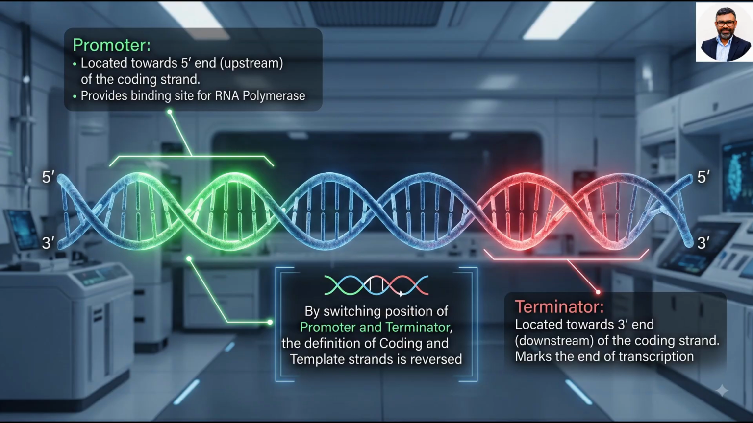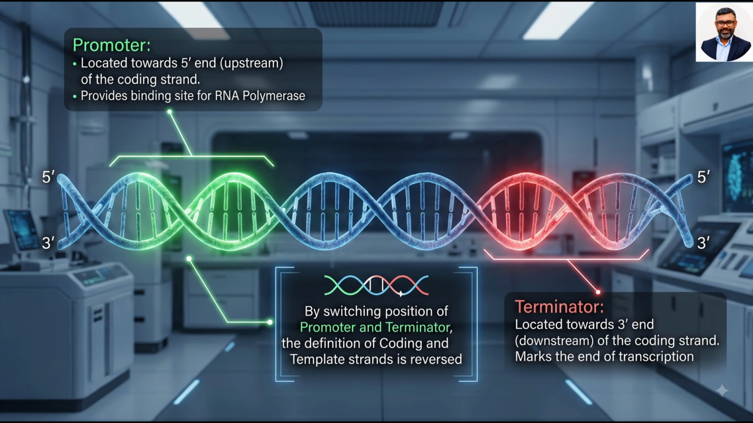All the reference points while defining a transcription unit are made with the coding strand. The promoter is said to be located towards the 5' end, upstream of the structural gene. It is a DNA sequence that provides a binding site for RNA polymerase, and it is the presence of a promoter in a transcription unit that also defines the template and coding strands.